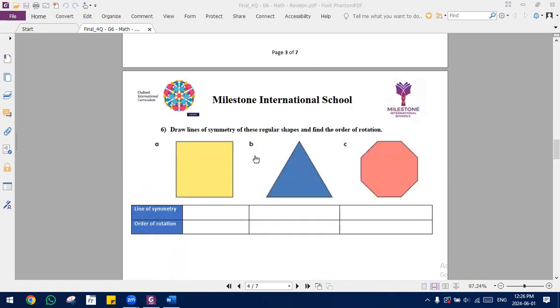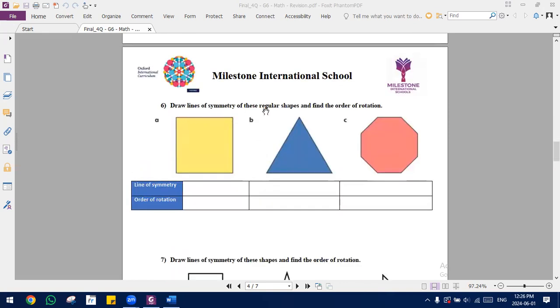Okay, next. Draw lines of symmetry of these regular shapes and find the order of rotation. Line of symmetry is when you draw a line that cuts the shape into two equal halves. And order of rotation is when you rotate the shape and it stays the same as the original shape. Now, first of all, there's something so important we need to consider. They said regular shapes. In regular shapes, we study a note that if you have a regular shape, then the lines of symmetry and the order of rotation are equal to the number of sides.